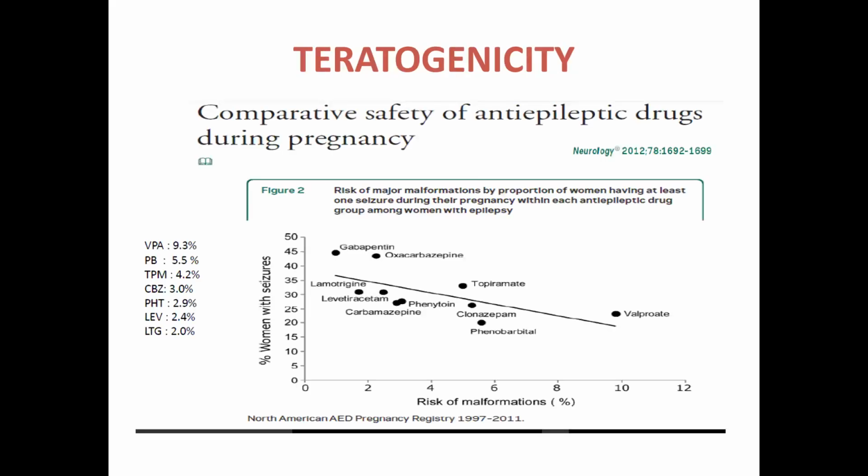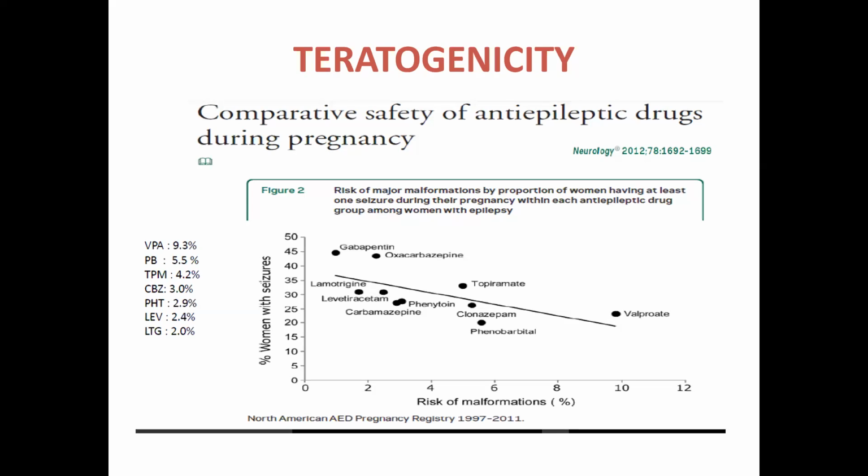Teratogenicity: as I told, all of the drugs have teratogenic side effects. The least is lamotrigine at 2%, levetiracetam 2.4%, phenytoin 2.9%, and the highest is valproic acid at 9.3%. Whenever you prescribe an anti-epileptic drug in pregnancy, you need to document these data in the case paper. So whenever giving levetiracetam, you should mention there will be chances of abnormality or developmental delay in the baby of around 2.4%. You should always mention it in the case paper.